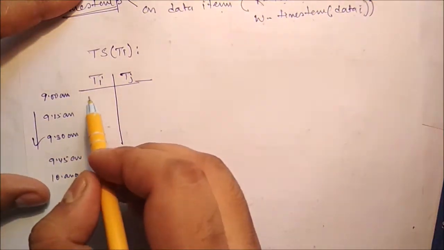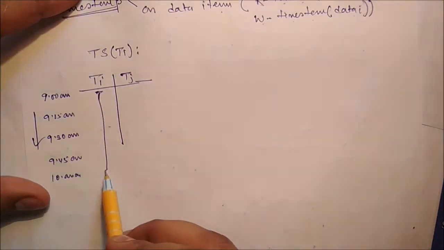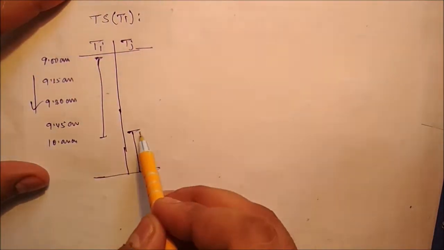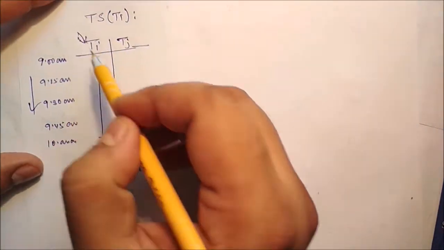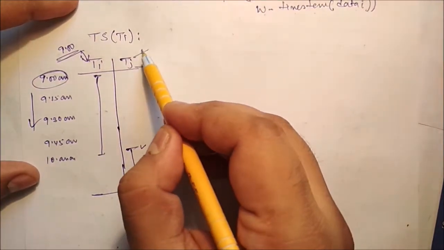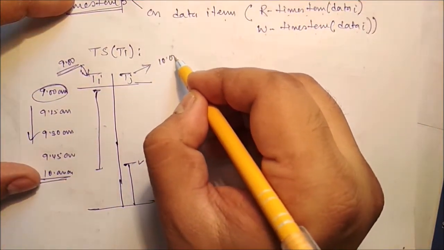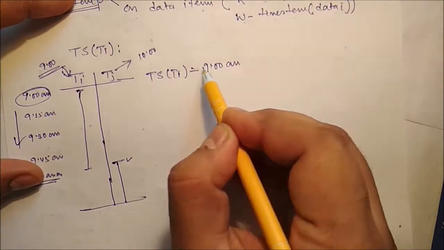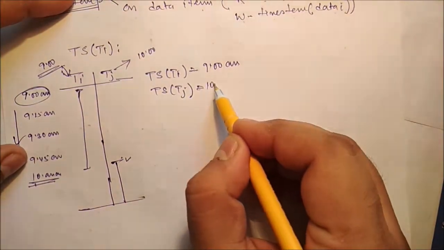Now say transaction Ti starts at this point and is executed up to this, and Tj starts from this particular point. So what about the TS(Ti)? For this particular transaction, the timestamp is 9 a.m. because it starts at 9 a.m. And what about this timestamp? It starts at 10 a.m., so its timestamp is 10 a.m. So we can write TS(Ti) is 9 a.m. and TS(Tj) is 10 a.m.